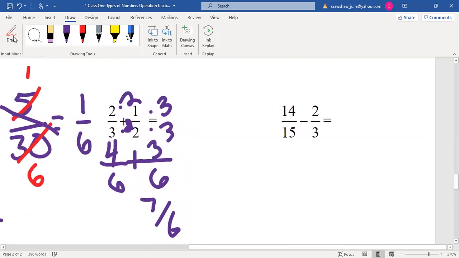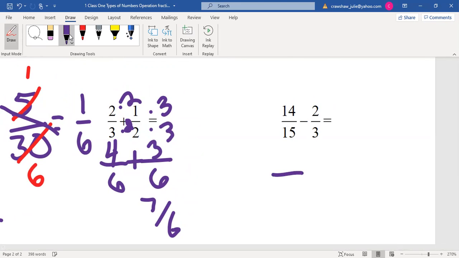My last fractions that I'm subtracting, they also need to have a common denominator. And in this case, 3 can go into 15. So therefore, 15 is the common denominator. So in order to make 3 a 15, I would have to multiply it by 5. If I multiply the 3 by 5, I have to multiply the numerator, the 2 by 5. The first fraction didn't get altered at all.